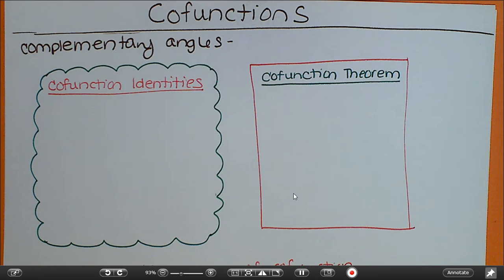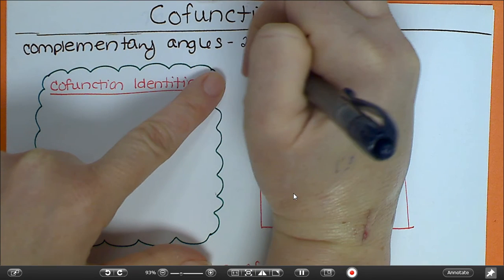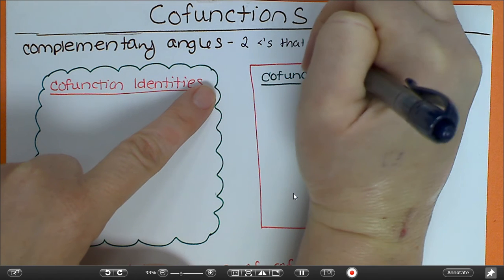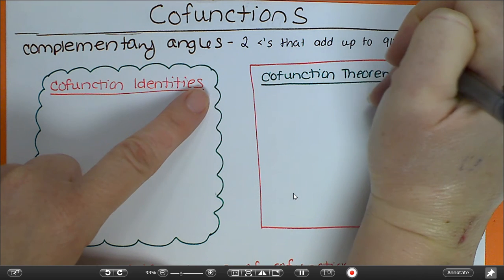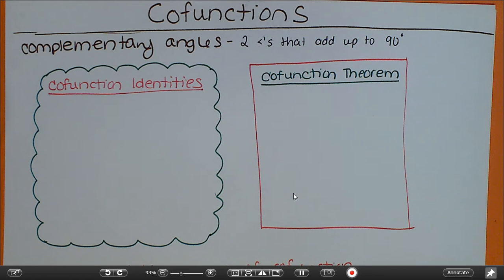All right, so we're going to talk about cofunctions. So far, we've already talked about reciprocal functions, but cofunctions are kind of different. Cofunctions are based on the idea of complementary angles, which hopefully you'll remember are two angles that add up to 90, which of course I could say much more beautifully. Complementary angles are two angles whose sum is 90, but you get the idea. Two angles that add up to 90.